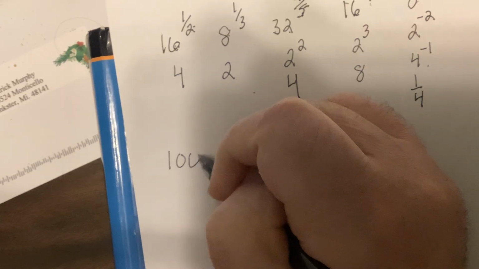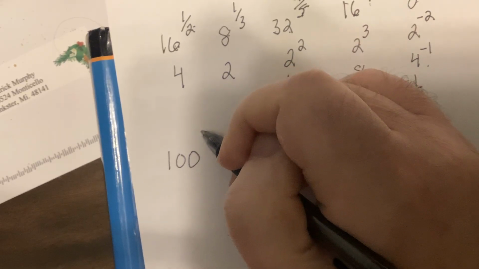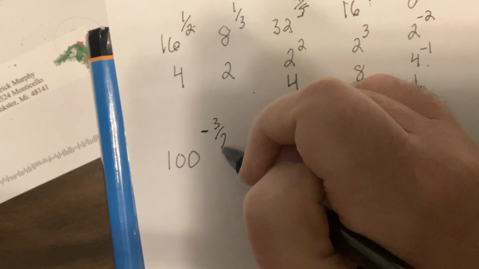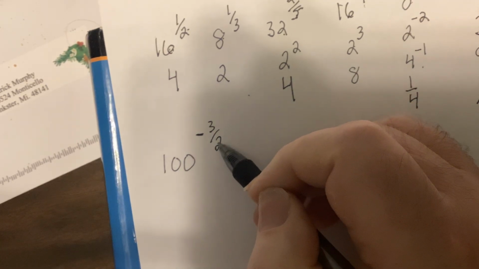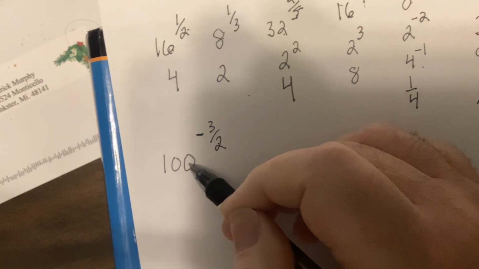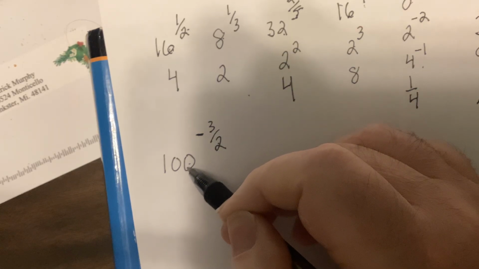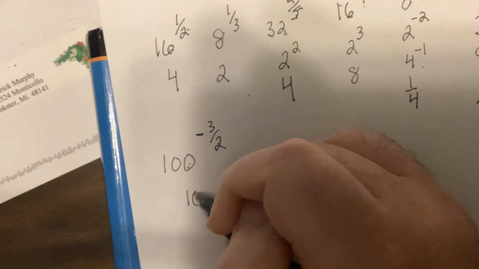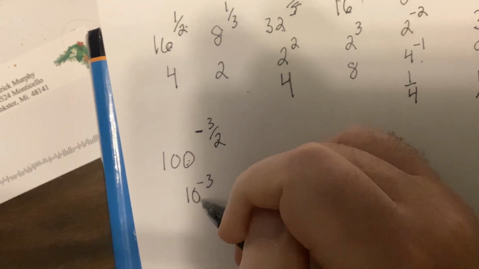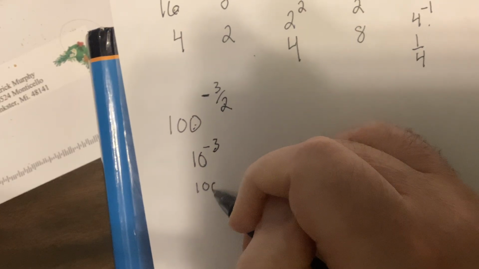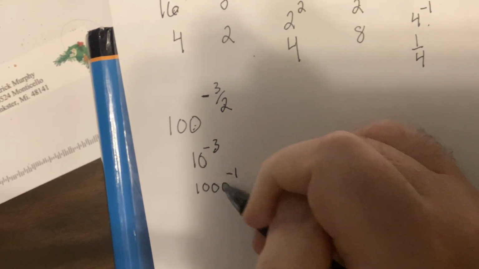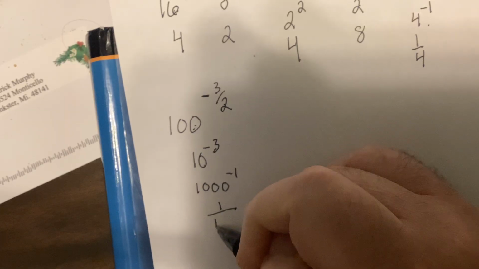So what would this be? 100 to the negative 3/2. So the 2 means take the square root. The square root of 100 is 10. 10 cubed is 1,000. And the negative means flip it, so it'd be 1 over 1,000.